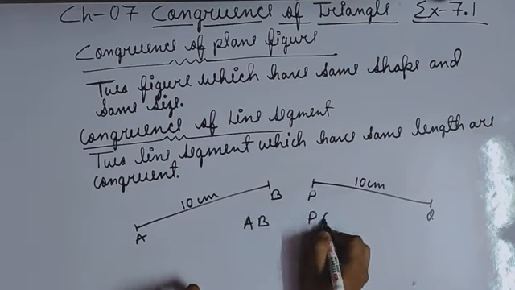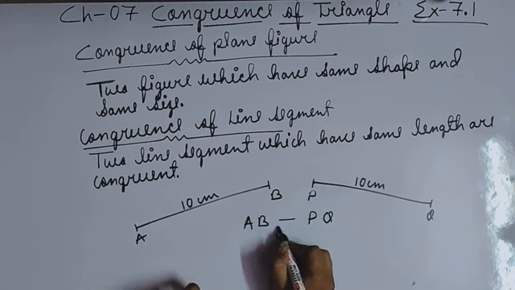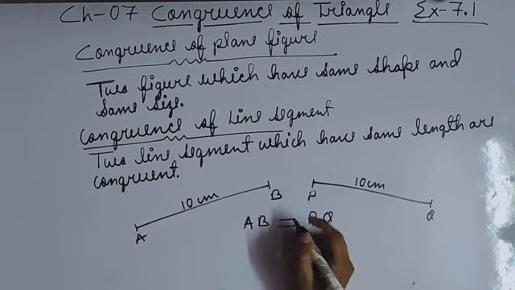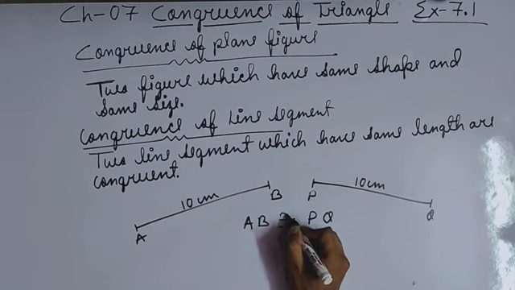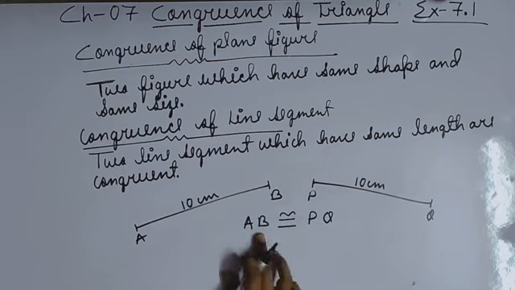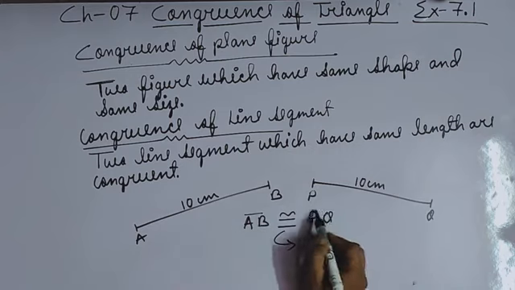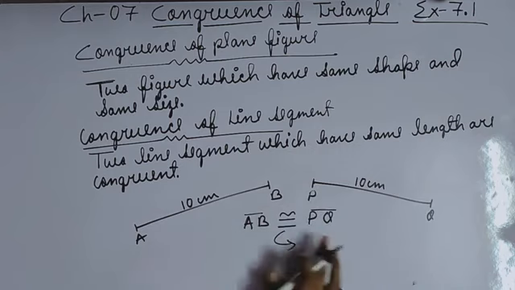I told you the symbol of congruence. First of all, you make an equal to sign. Over that equal to sign, you make one S shape, which represents congruent. This is the symbol of congruence. So line segment AB is congruent to line segment PQ, since these two line segments have the same length. Now we will move to the congruence of angles. What is the congruence of angles? That concept we are going to study now.